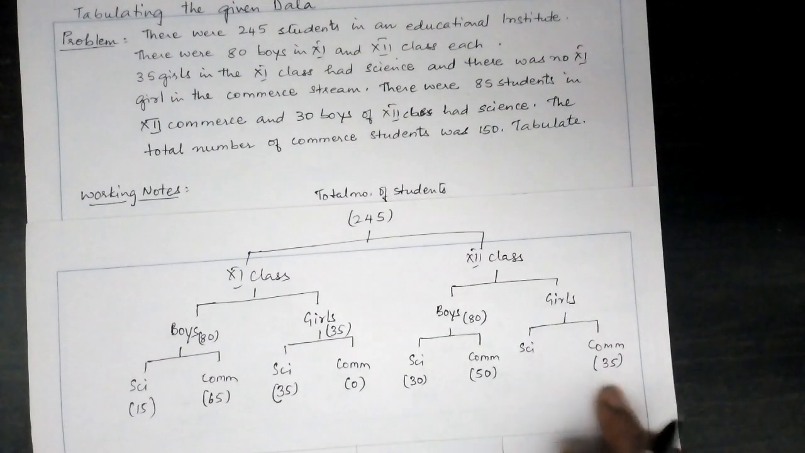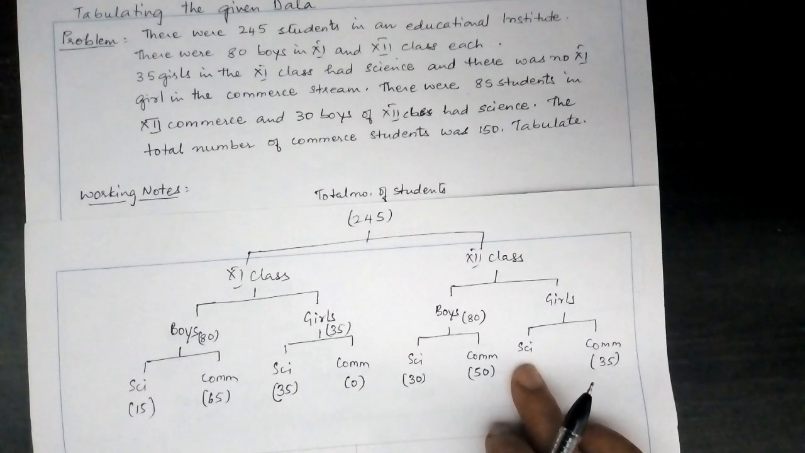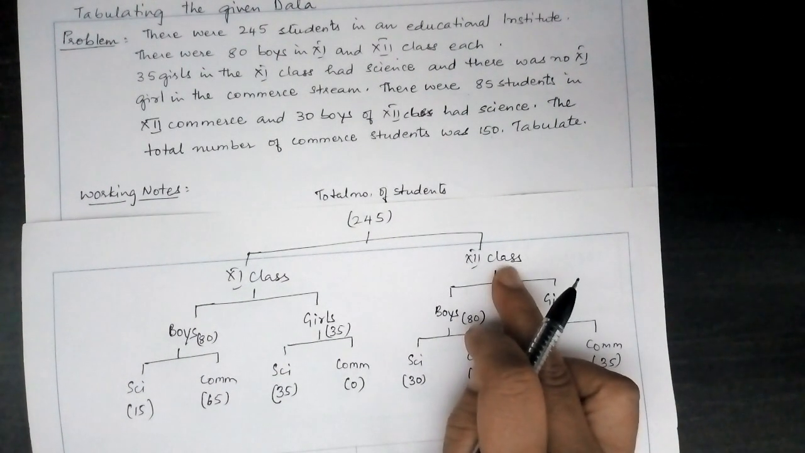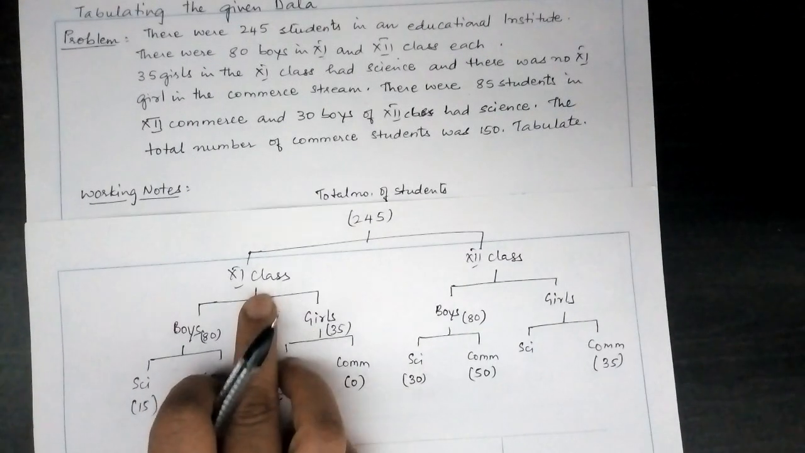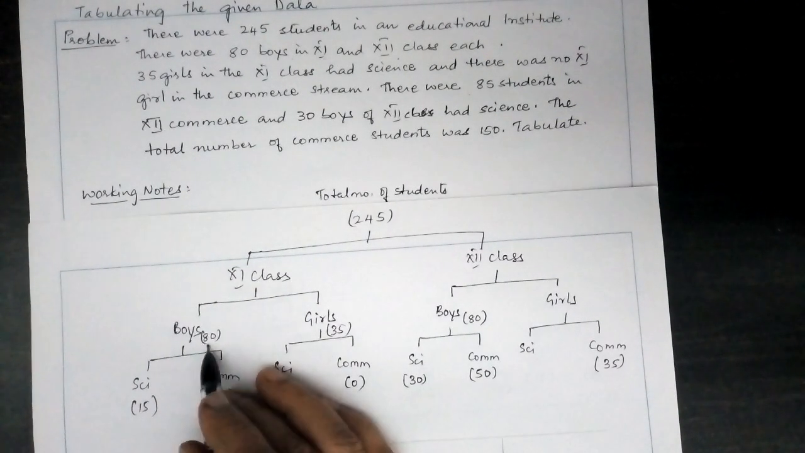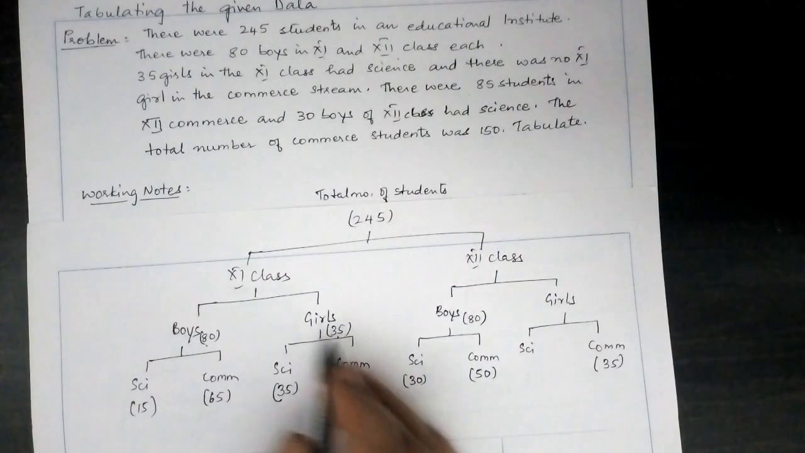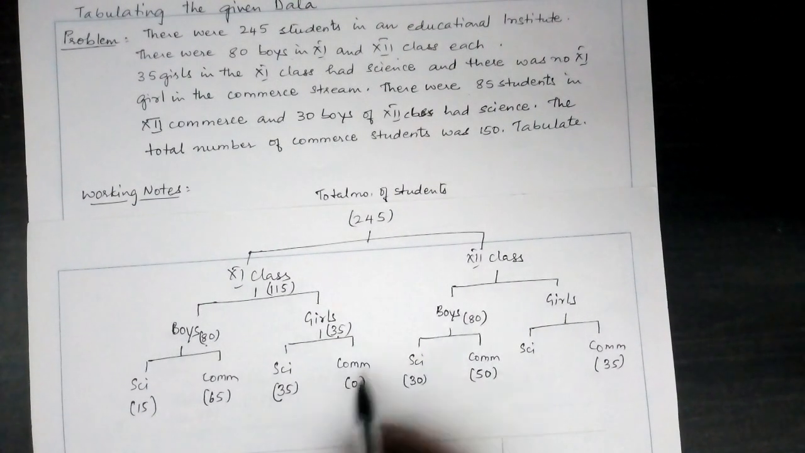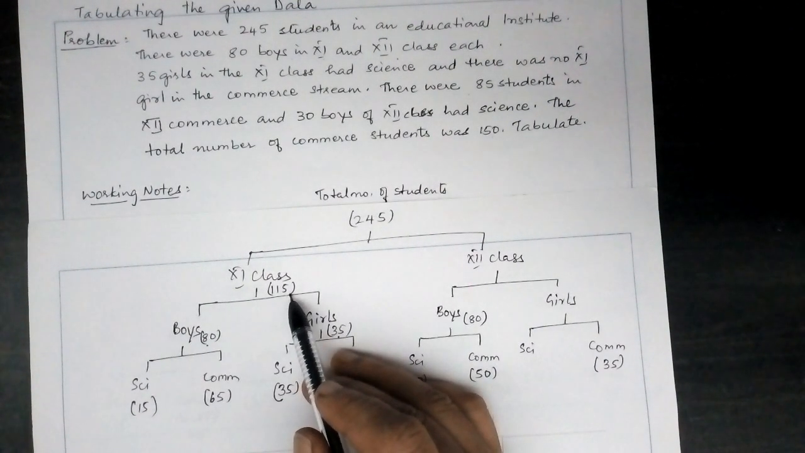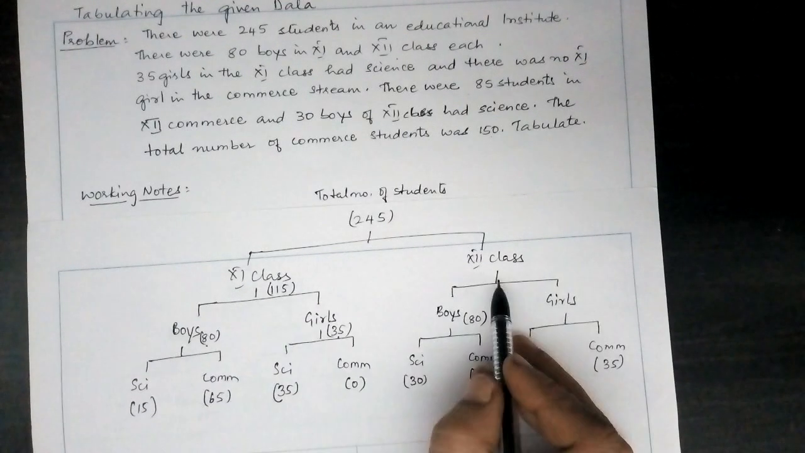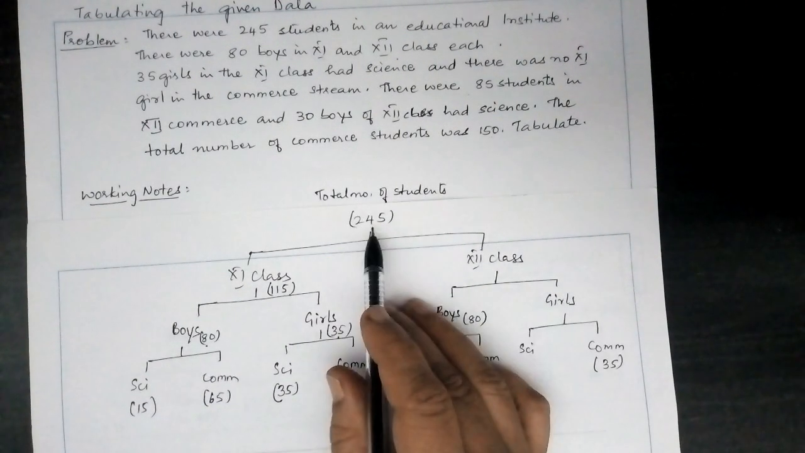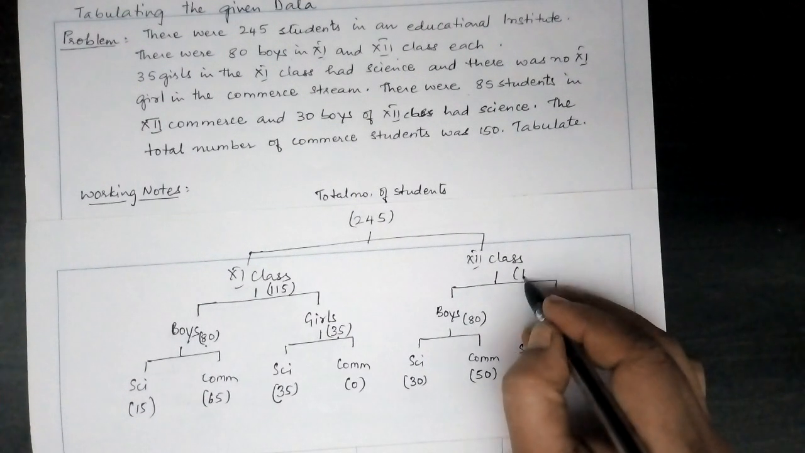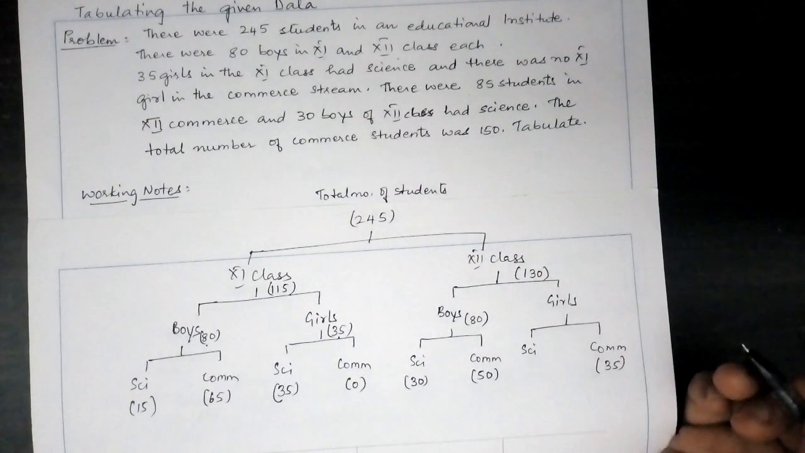So now we are left with this column over here. To write this we need number of girls and here. So to know this we need this. So 80 plus 35 gives us 115, which is the strength of 11th class. If there are 115 students in 11th class, then how many are there in 12th class? 245 minus 115, which is equal to 130.